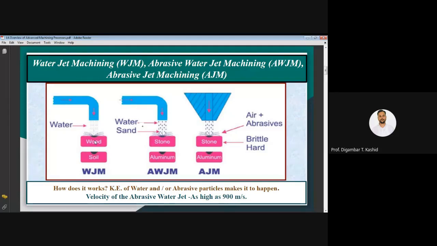Correct, because small material removal is taking place. Here nothing like a tool is there. Only water is falling on that wooden block, and still it is able to create a small crater over there, on the surface of the wood.